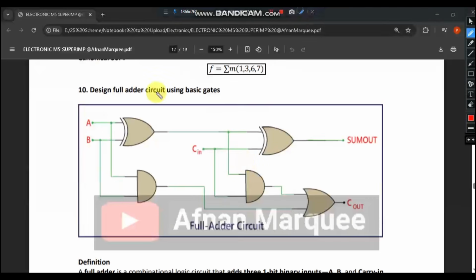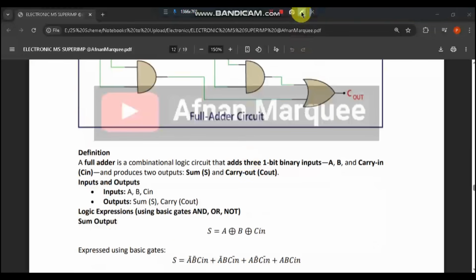And design a full adder circuit using the basic gates. Okay, a full adder circuit will have 3 inputs, 2 from the normal input and 1 from the carry input. And 2 outputs will be there, C out and sum out. So the definition of the full adder would be: it adds 3 bits, A, B, and the carry input, and produces 2 outputs, sum and carry out. This is the first thing you need to write.